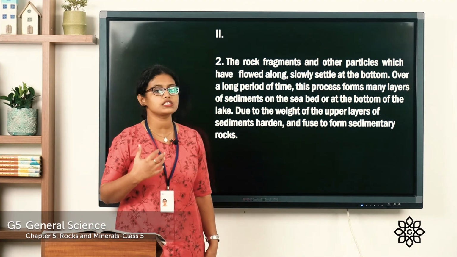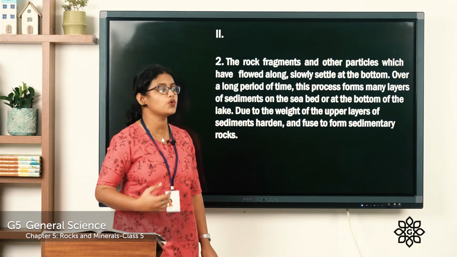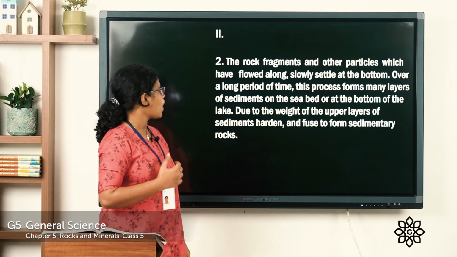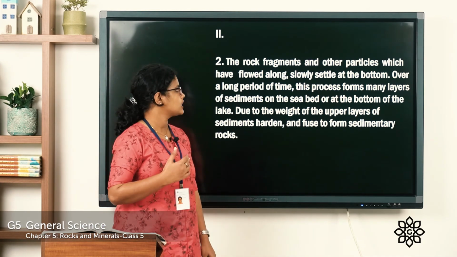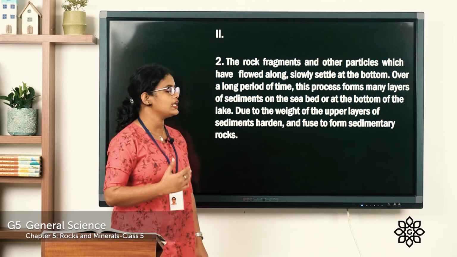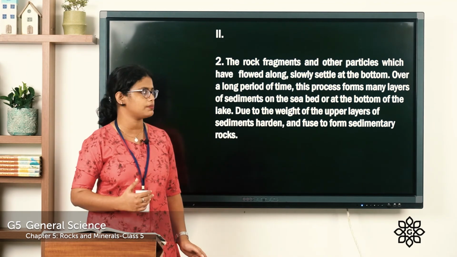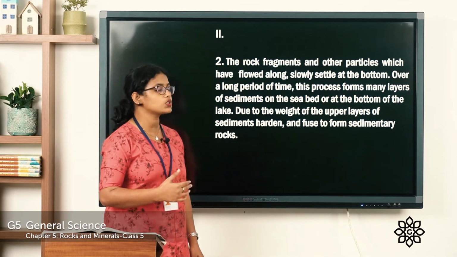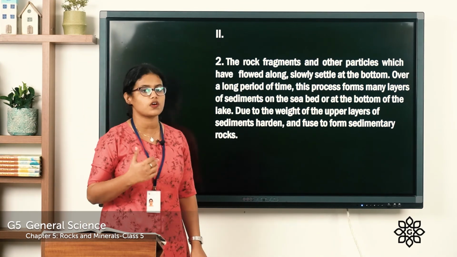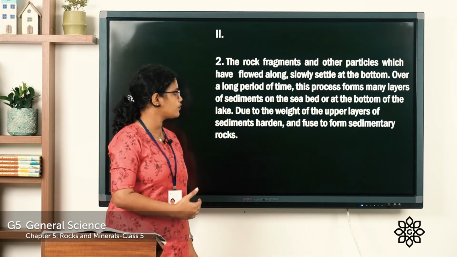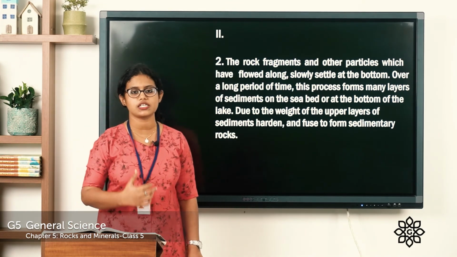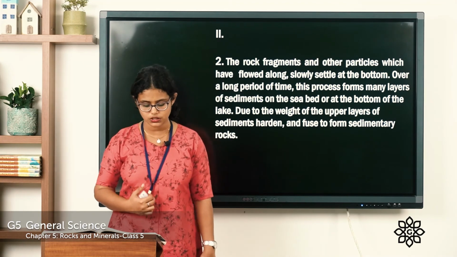the rock fragments and other particles which have flowed along slowly settle at the bottom. Over a long period of time, this process forms many layers of sediments on the seabed or at the bottom of the lake. Due to the weight of the upper layers, the sediments harden and fuse to form sedimentary rocks. So this is how sedimentary rocks are formed.